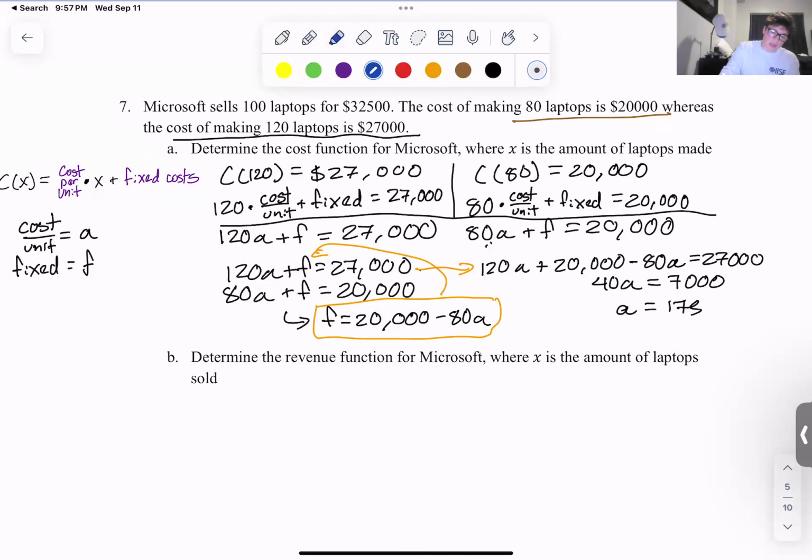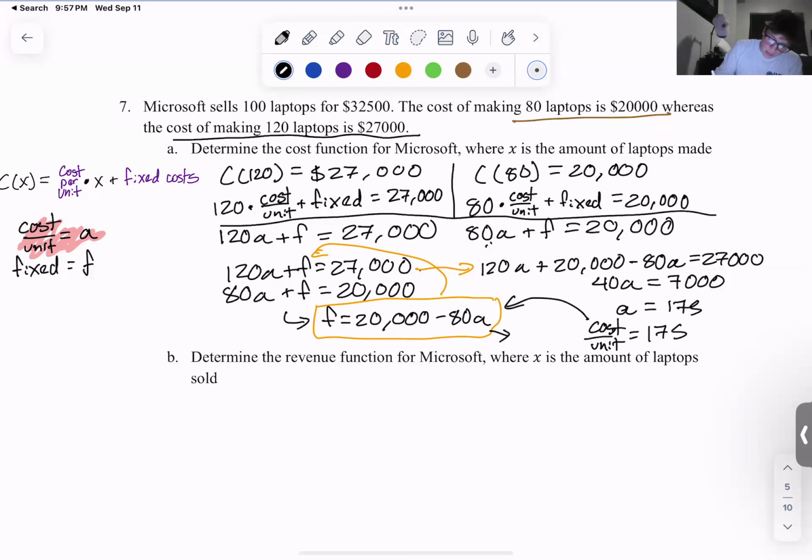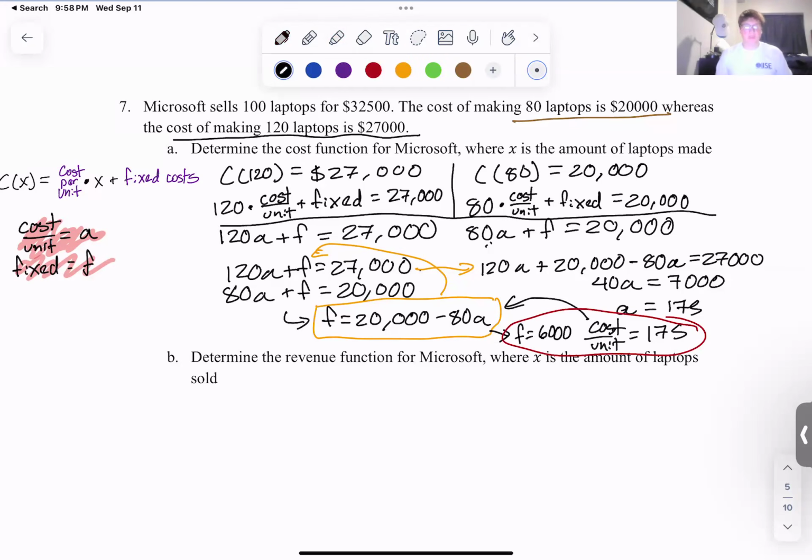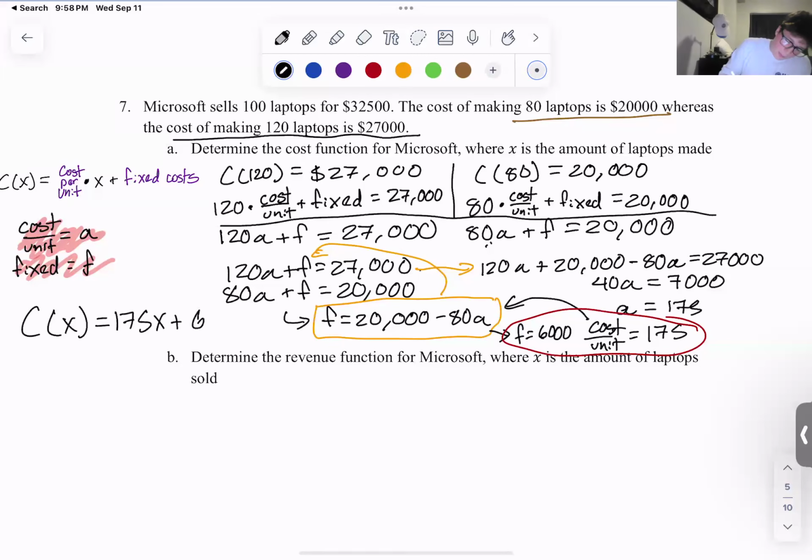And remember what A equals? It's highlighted over here on the side. A is your cost per unit. So your cost per unit, we just found it. It's 175. And now that you know your cost per unit, you can just plug that back into your formula for F, the fixed costs. It's going to be 20,000 minus 80 times 175. So F equals 6,000. And remember, F is your fixed cost. So now that you have that, you can write your cost function, right? C of X equals 175X plus 6,000.